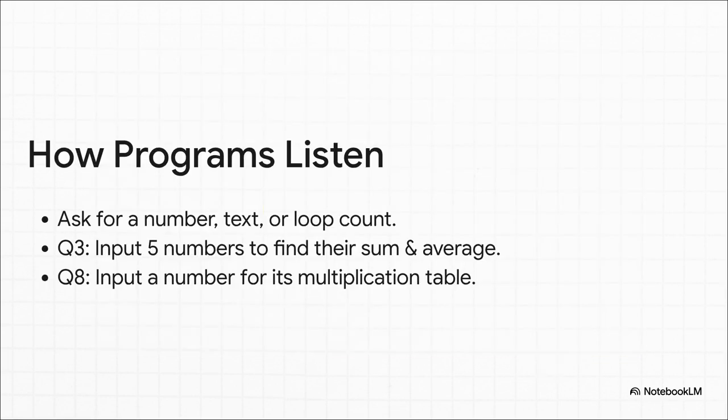So how does a program listen? Well, it can ask you for stuff. It can ask you for numbers, like in question 3 from our source material, where you type in 5 different numbers to find their average. Or, like in question 8, it could ask you which number's multiplication table you want to see. Suddenly, the program's behavior is guided by you. You're in the driver's seat.